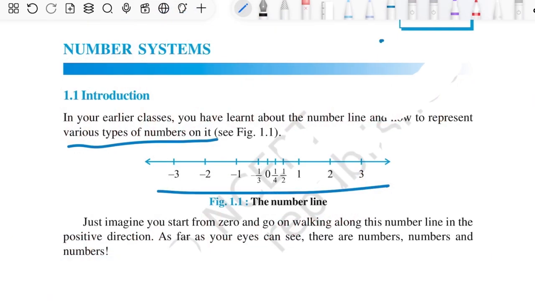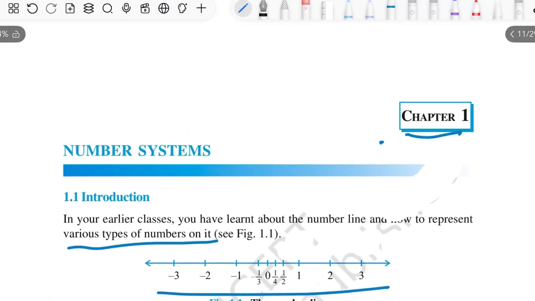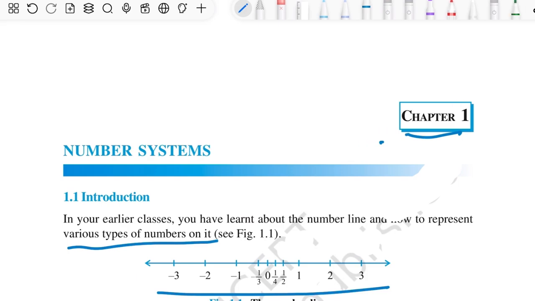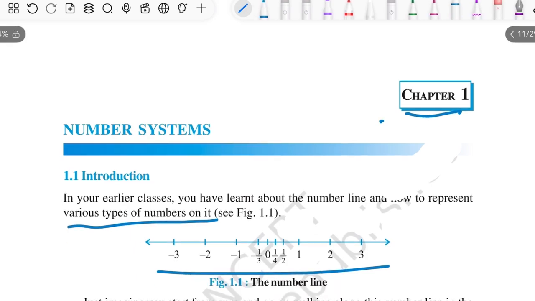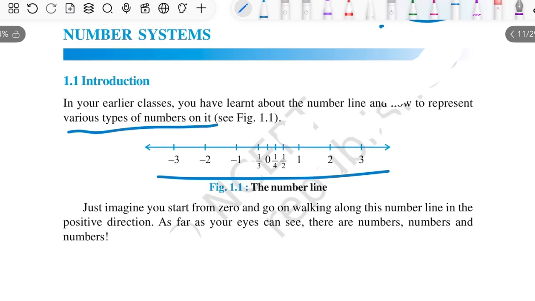Everyone, today we are going to study Number System, Chapter 1. In your earlier classes you have learnt about the number line and how to represent various types of numbers on it. Just imagine you start from 0 and go on walking along this number line in the positive direction. As far as your eyes can see, there are numbers and numbers.